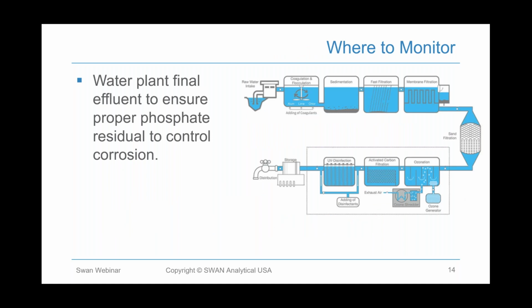So let's say that we decide, you know what, monitoring is a pretty good idea. Where might we think about doing that? The final effluent, basically where we're feeding our phosphate. We want to make sure that leaving the plant, we have a target range for phosphate. What is that, and are we staying within it?